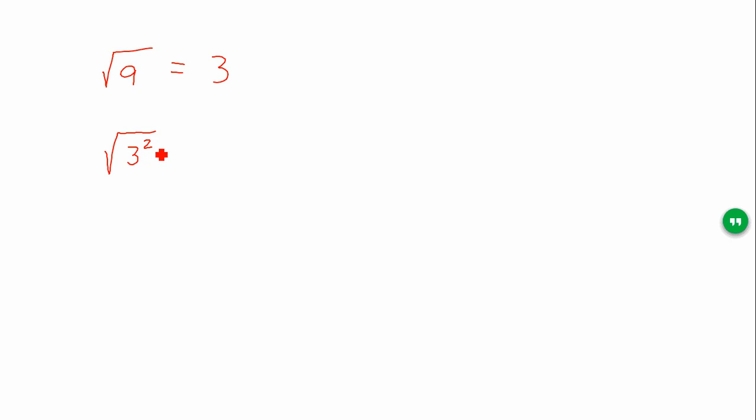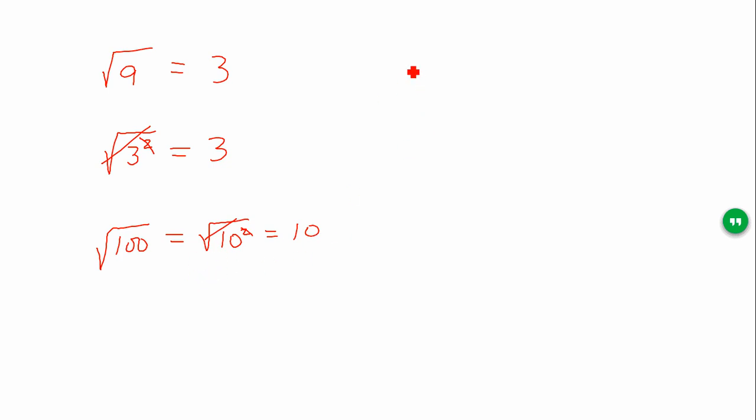And a radical and a square are opposite operations, and they cancel each other out. So the radical and the square cancel each other out, and that's how we come up with the number 3 as our answer. The same thing basically happens when you have the square root of 100, for instance. 100 is actually 10 squared. And a radical and a square cancel each other out, and we find out that the answer is equal to 10.